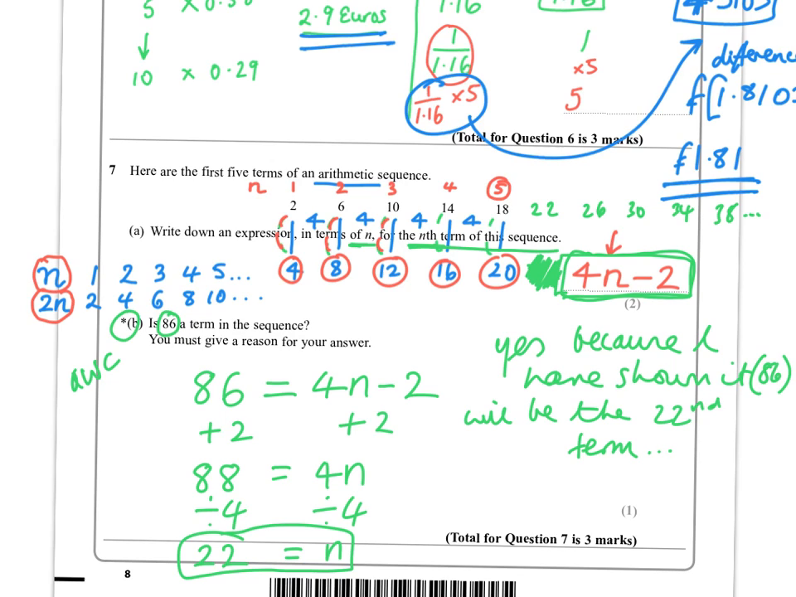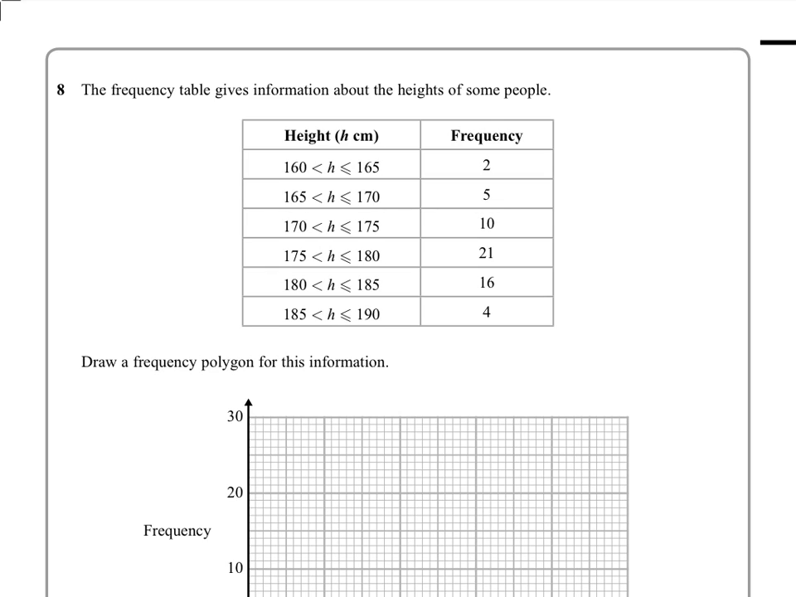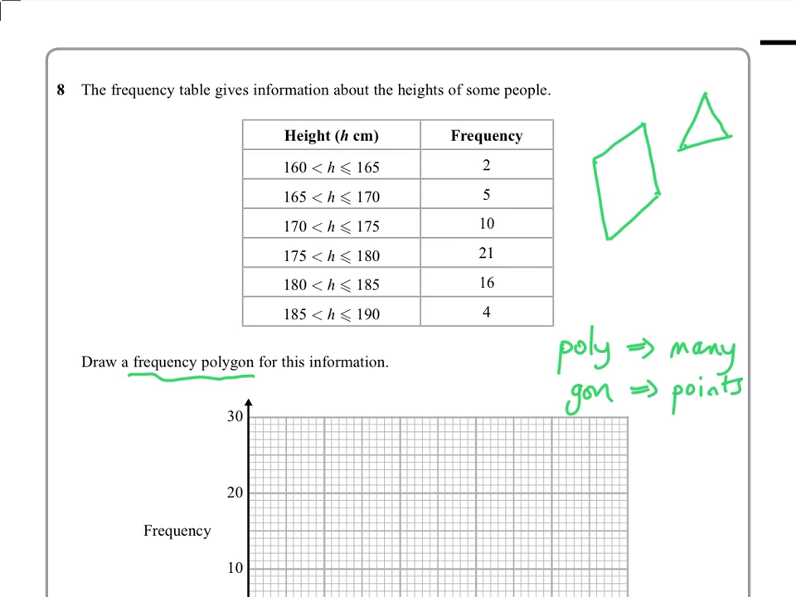Okay, let's move on. Now it says the frequency table gives information about the heights of some people, and we've got to draw a frequency polygon. Now poly means many, and gon, G-O-N, is really for points. So it means many points. So when you've got, say, 4 points, you can make a quadrilateral. You have 3 points, you can make a triangle, whose old name used to be trigon, 3 points. So we want a polygon, so we're going to be looking at the frequencies. So it's probably going to be 6 points that I'm going to be drawing, and I've got to make a polygon. And that's all there is to it.